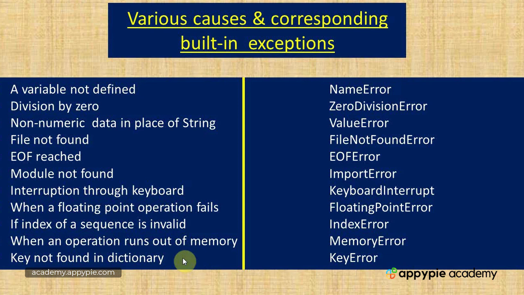Suppose you are using a dictionary, as you have already studied about dictionaries. Each element of a dictionary consists of two parts. One is key, another is value. And suppose I am interested in finding the value of a particular key, and I supply the key, but that key is not present. In that case, the error name is KeyError. So these were some of the built-in exceptions and their causes that I have discussed.